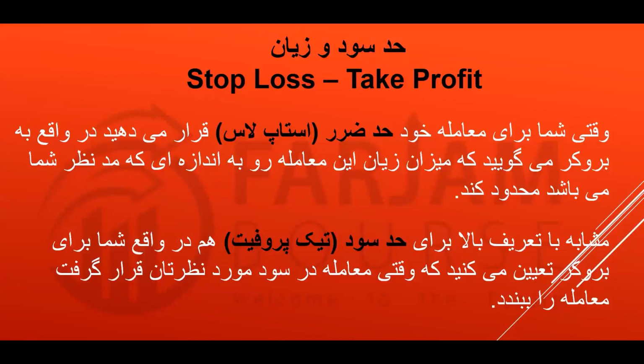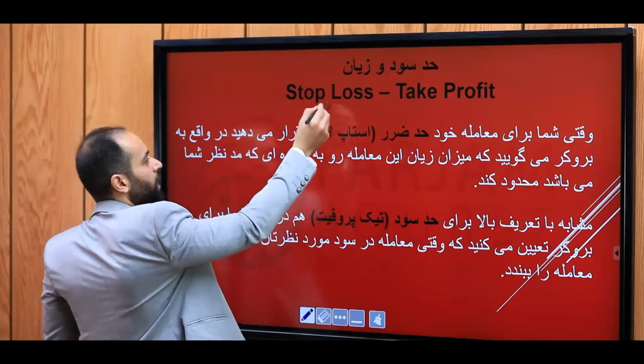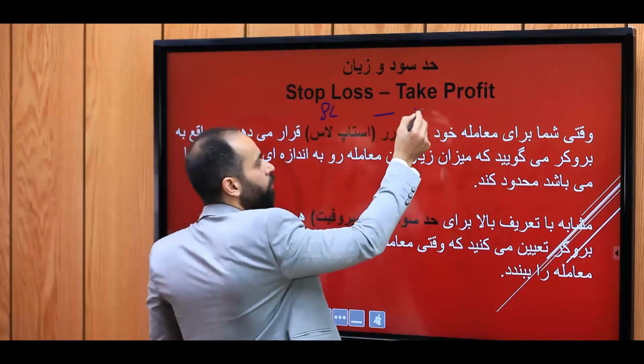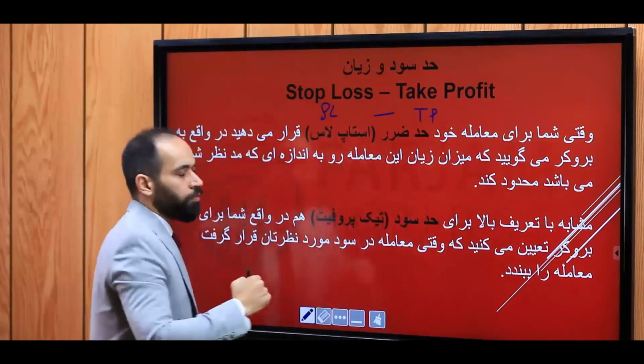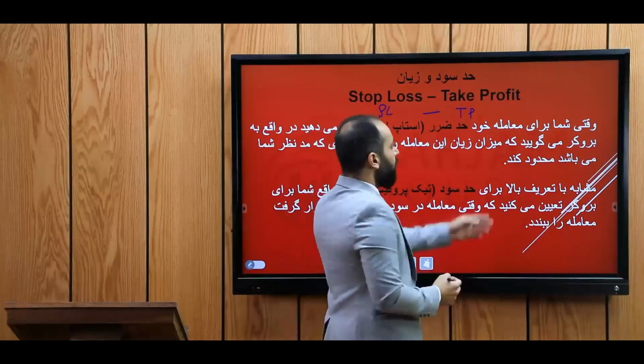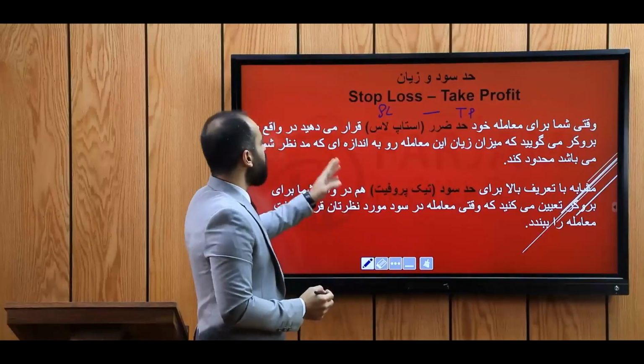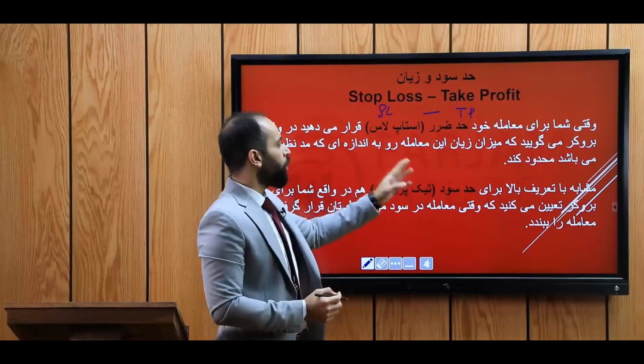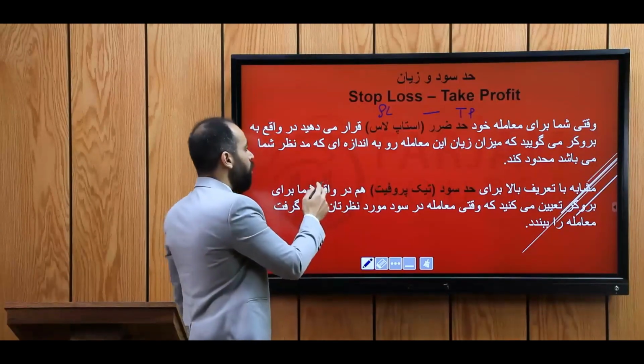We call our loss limit the stop loss and our profit target take profit. In the system, these are usually abbreviated as stop loss or SL and take profit or TP, which will be discussed in detail in the MetaTrader chart. When you set a stop loss for your trade, in fact, you are telling the broker to limit the loss on this trade to the amount you have specified.